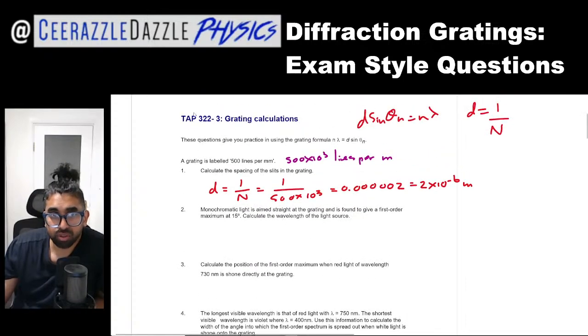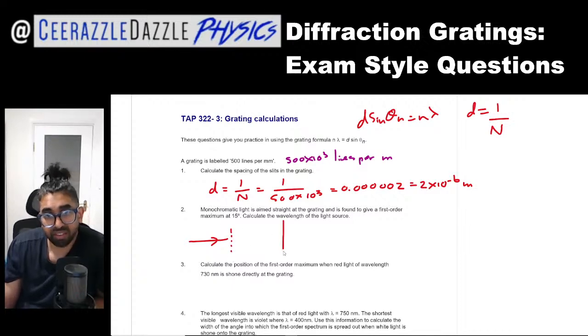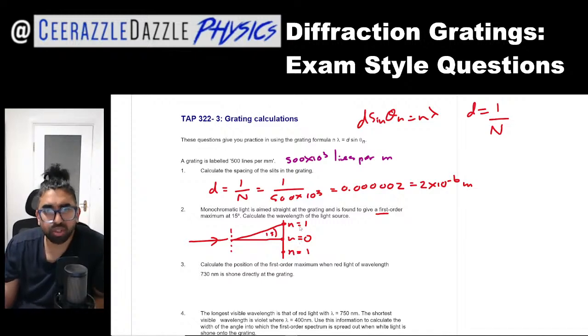Right, so if I was you, let's draw it out over here. So let's draw monochromatic light. Don't forget, monochromatic means one color. It's aimed at the diffraction grating. So here it is. It hits the diffraction grating. And don't forget this is the central maxima where n is 0. The first order is here, n is 1, and it's at 15 degrees. Don't forget n is 1 at the bottom as well, but I'll just draw it so that we can visualize the problem. Calculate the wavelength of the light source.